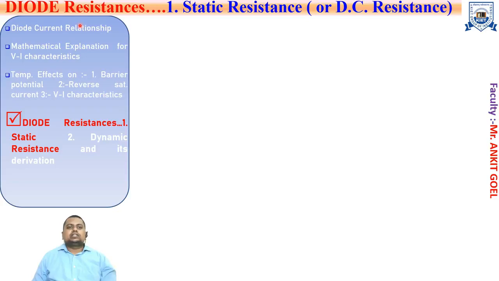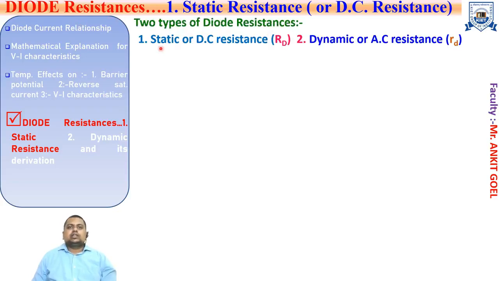Let's discuss the important concept of diode resistances. There are two types of diode resistances. First is called its static resistance or the DC resistance. Another type of diode resistance is called the dynamic resistance or the AC resistance. So let's discuss the first, the static resistance.